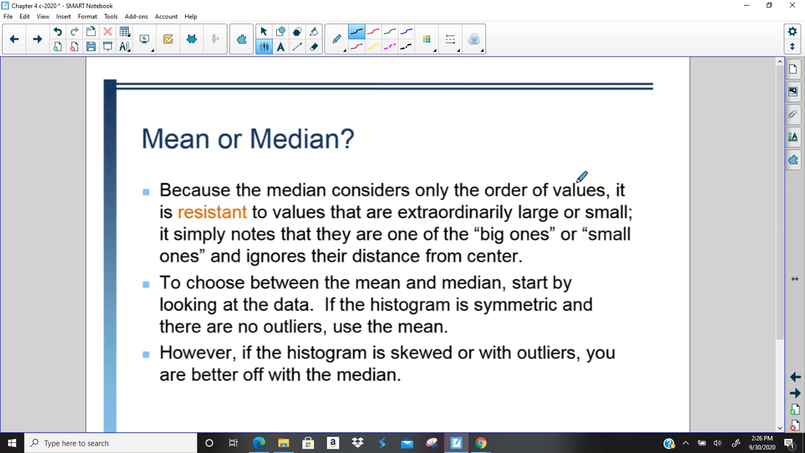So the issue is when to use mean and when to use median. And the median considers only the order of the values. So the median is the middle number. No matter how many numbers are in the list, it's the middle number. It's resistant to extraordinarily large or small data.